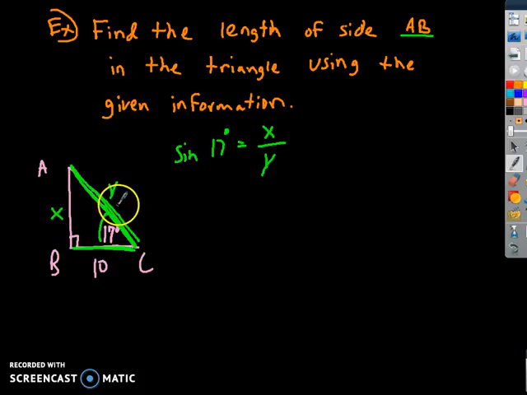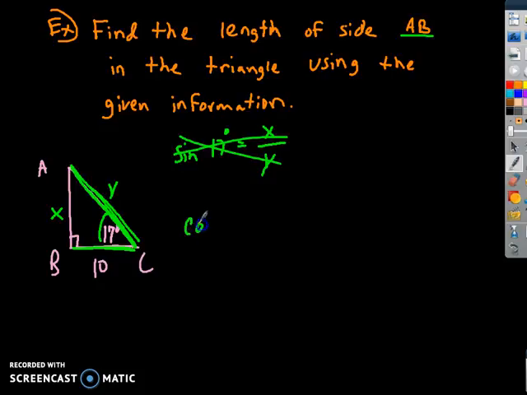I don't know X, I don't know Y. I got two unknowns in this equation. I can't solve an equation with two unknowns, so I can't do anything with that. If I created an equation with only one unknown, then we're in business. So we can't actually use that to find out X. So this is no good.